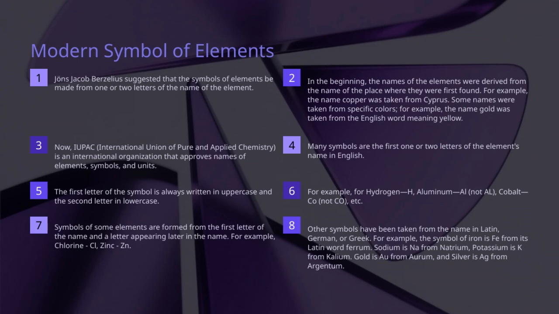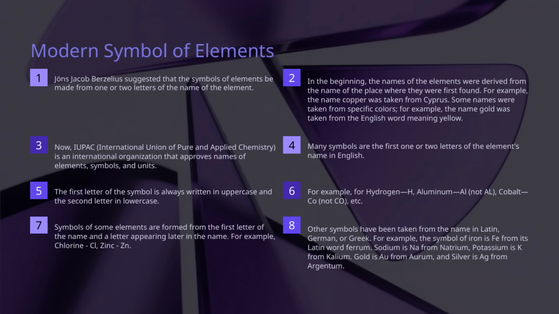Some symbols are simply the first one or two letters of the English name. For instance, hydrogen is H, aluminum is Al, and cobalt is Co. Many symbols are formed by taking the first letter or two of the element's name in English. In the early days, element names often came from the place where they were first discovered. Take copper, for example. Its name was derived from Cyprus.